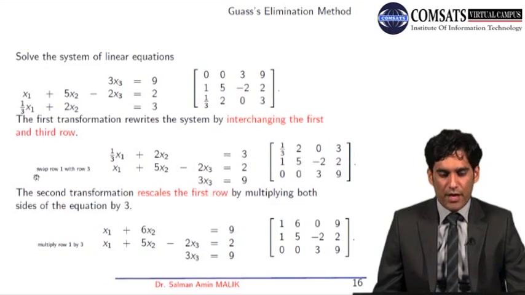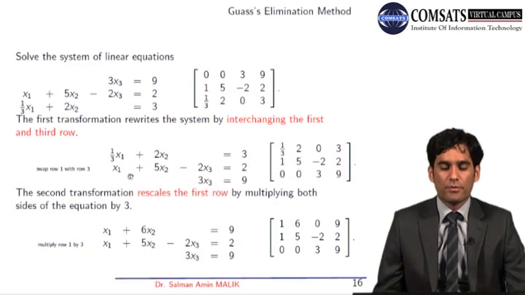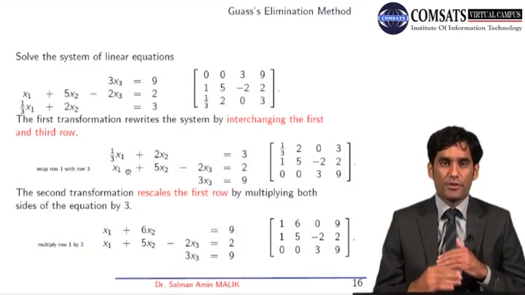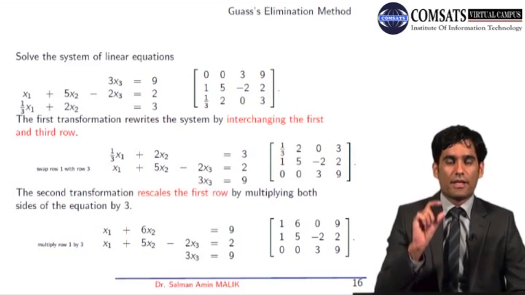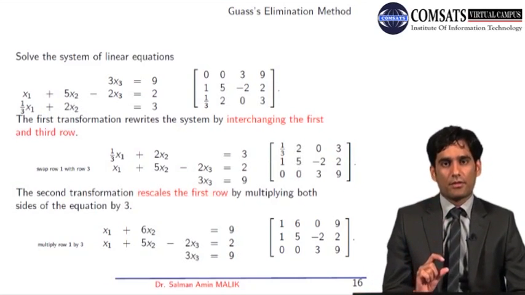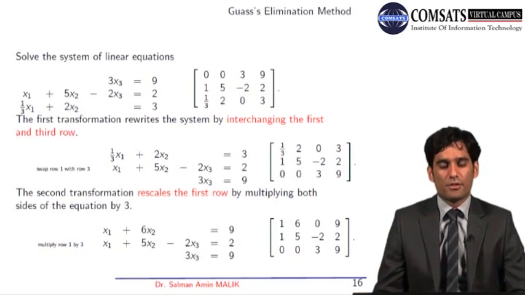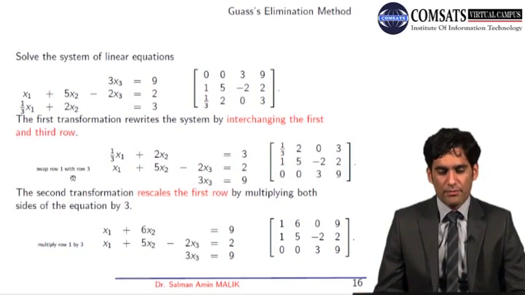So the first step is swap row 1 with row 3, and there is no change in the system of linear equations because I am just swapping the equations. Is there any difference if I swap any 2 rows of a system of linear equations and get another system? Of course, there is no difference. It's just writing the equation first and second or third or last. So the first one, I am going to swap the system of linear equations.